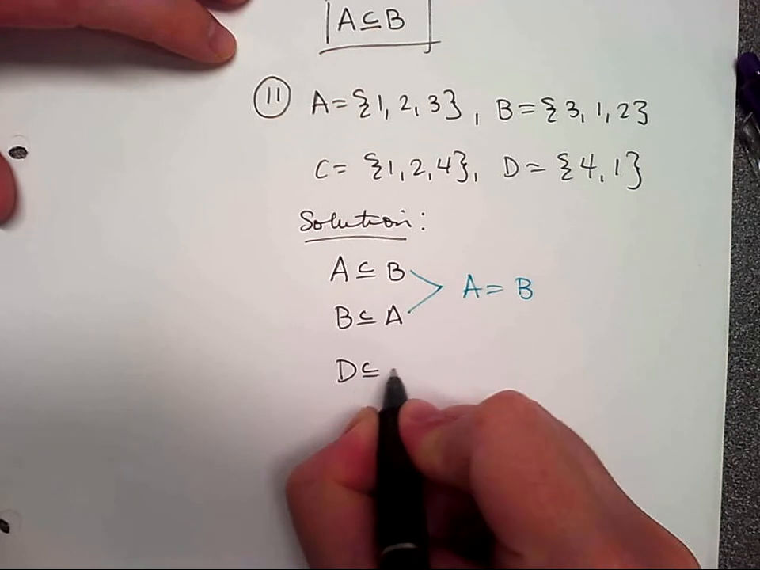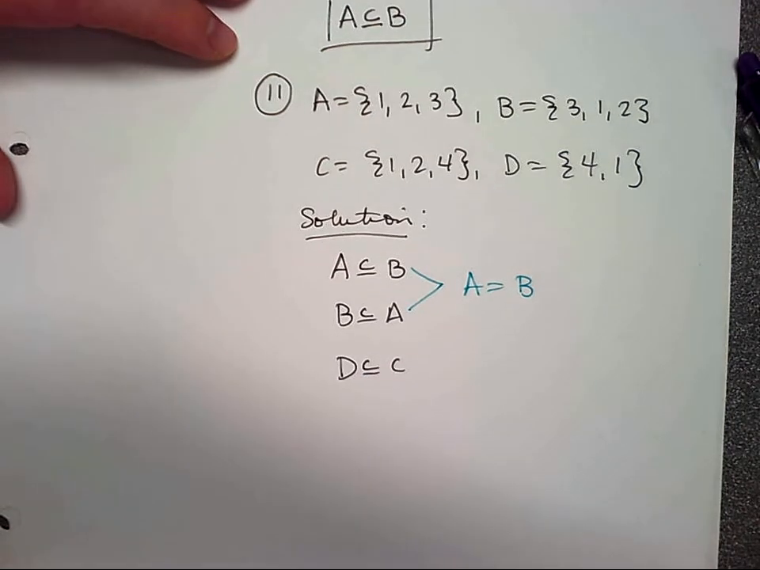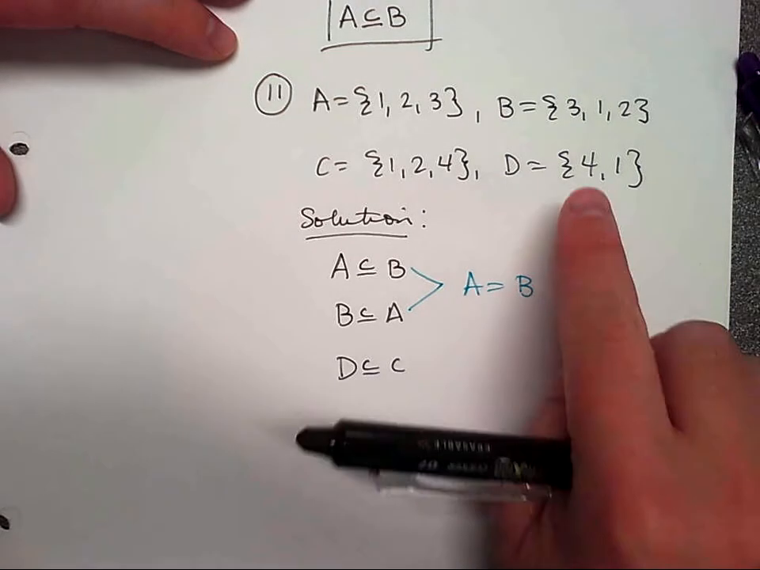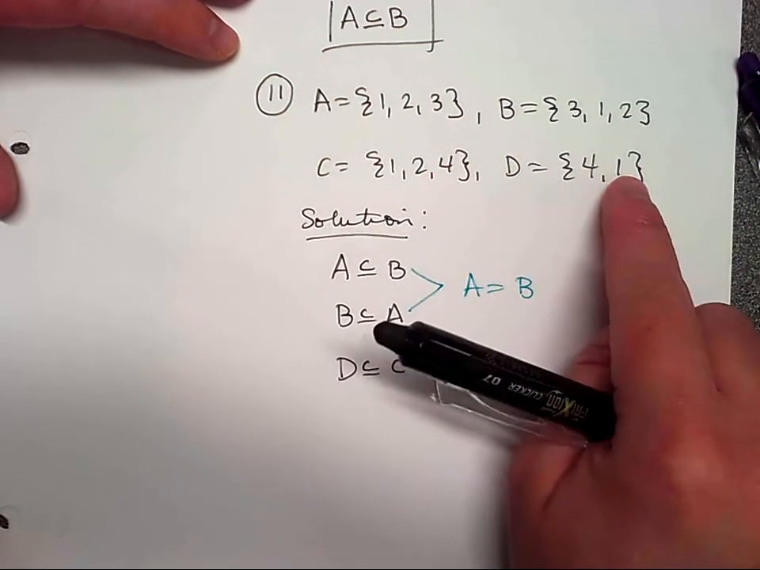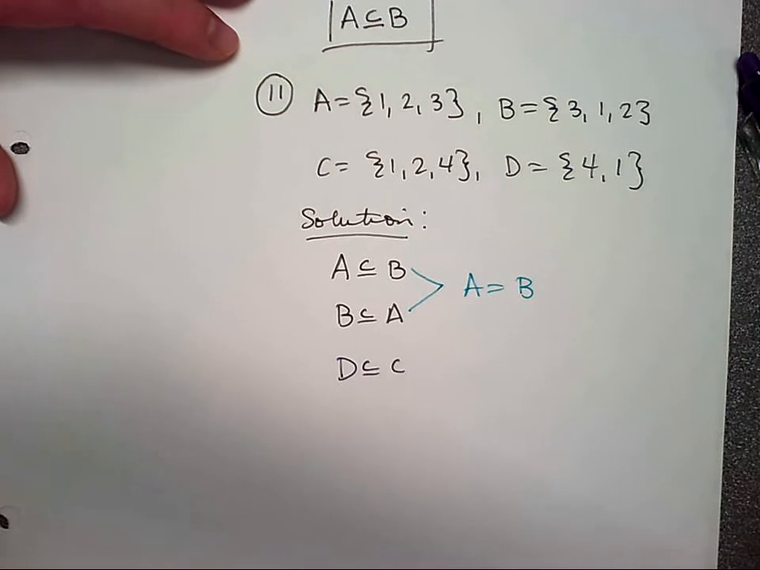Would D be a subset of C? What do you guys think? I see a bunch of people saying yes. All of the elements of D are also in C. So 4 is in D, also in C. 1 is in D, also in C. Yep. So D is a subset of C. Very good.